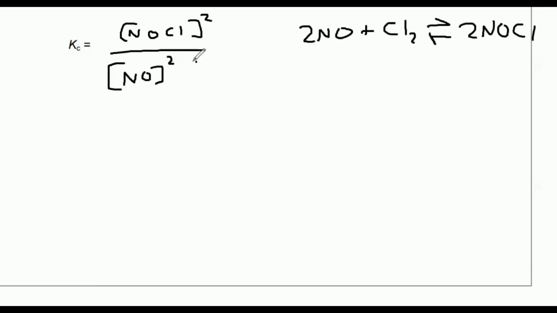And then I'm going to have NO, nitrogen monoxide. Outside the brackets, I'm going to put that to the power of 2 because there's a 2 in the coefficient in the equation. And then times chlorine, which is the other reactant. So products over reactants. Let's move on.